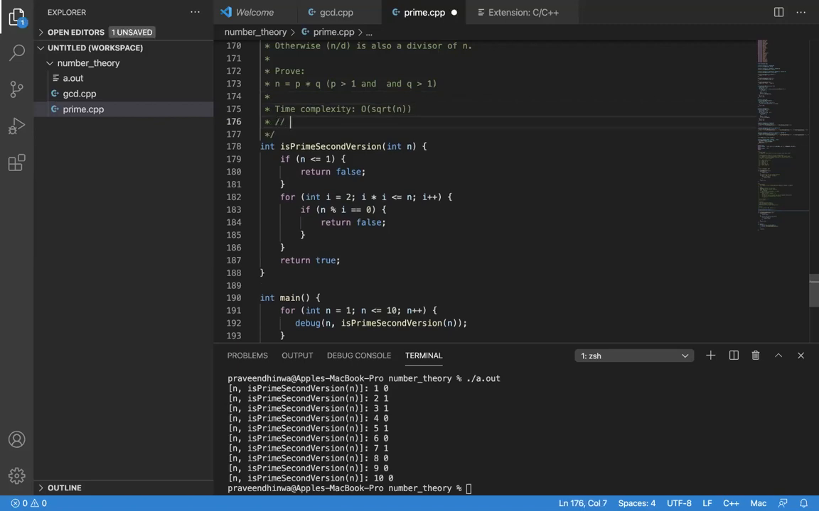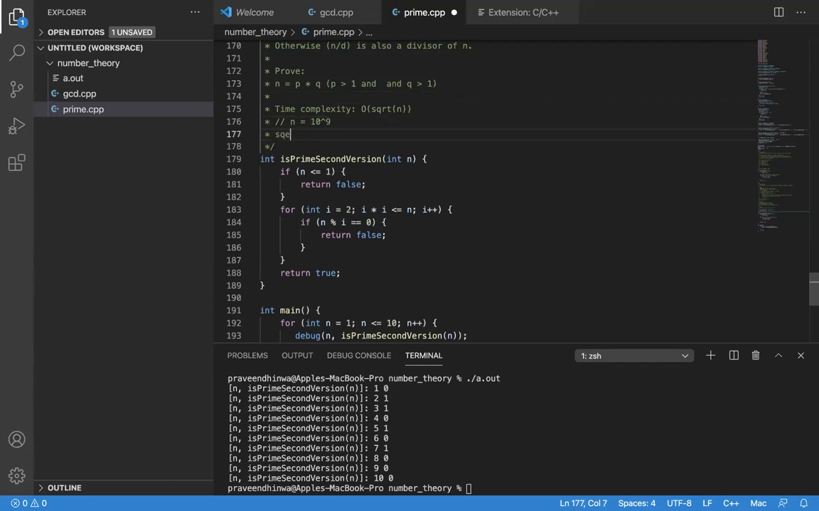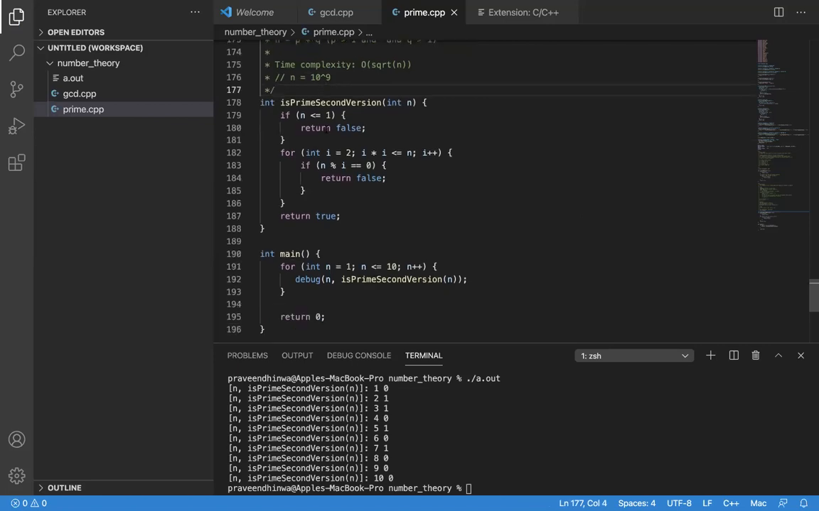So for n equal to 10 power 9, approximately how many steps will it take? What is the square root of 10 power 9? It is approximately 31,000. So it will take 31,000 steps. If you were using the earlier algorithm, it would have taken 10 power 9 steps. Now it will only take about 31,000 steps. So this is much faster than the original. Fine.